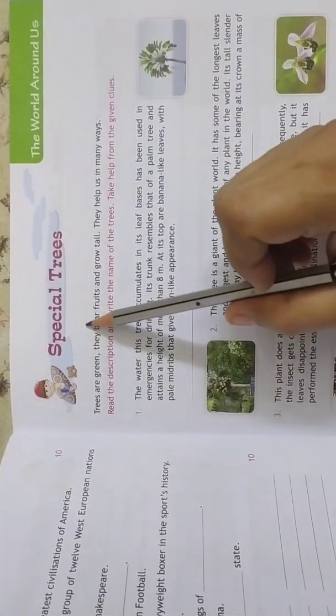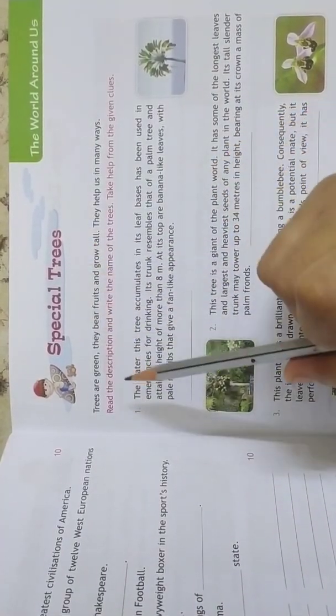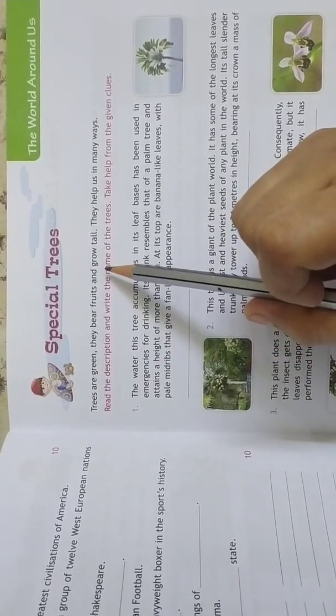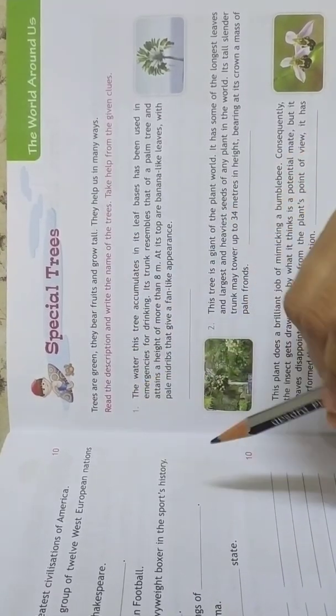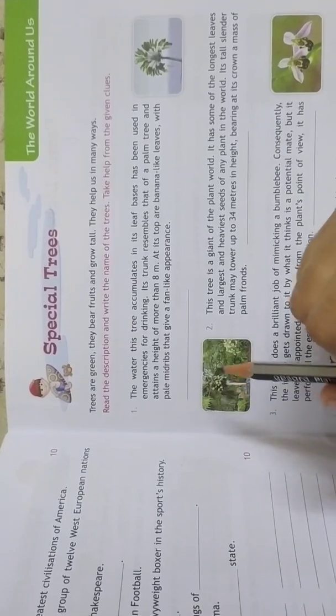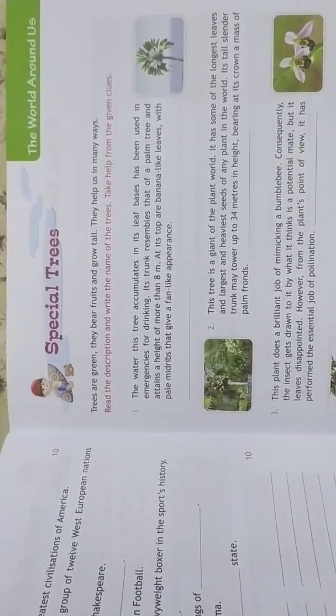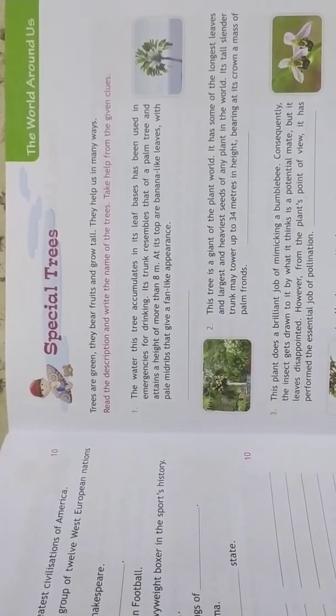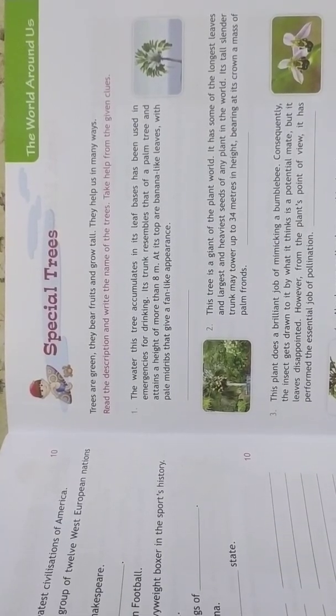First is about special trees. As you know, trees are green, they bear fruit and they grow tall, they help us in many ways. You all are familiar with this. But here we have been given certain special trees which have been given specific names because of their unique importance.